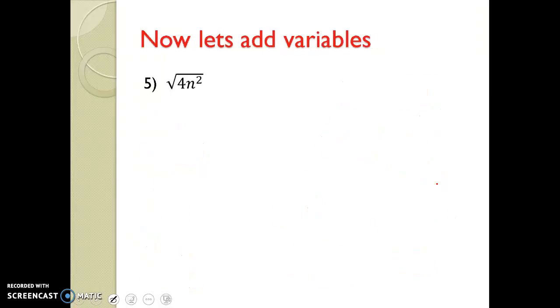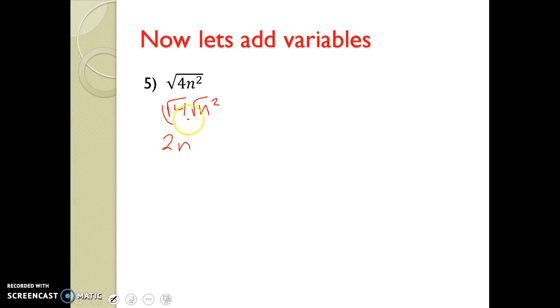So let's try some of these with variables. If I were taking 4 times the square root of 4n squared, that's the same thing as writing it as the square root of 4 times the square root of n squared. The square root of 4 we know is 2, and the square root of n squared is just n. I can pull them out in pairs.